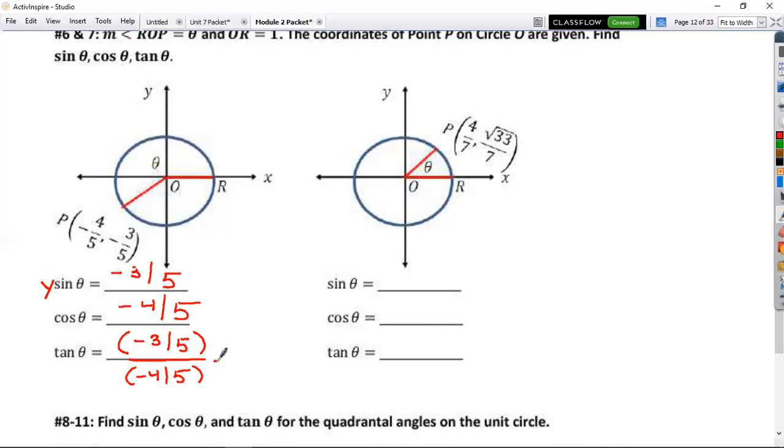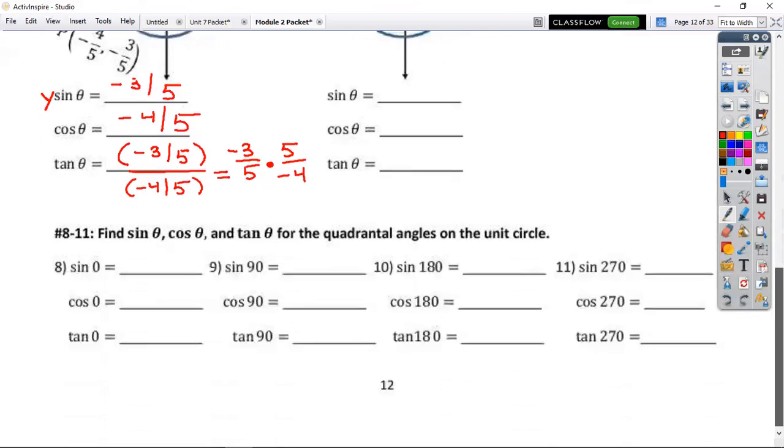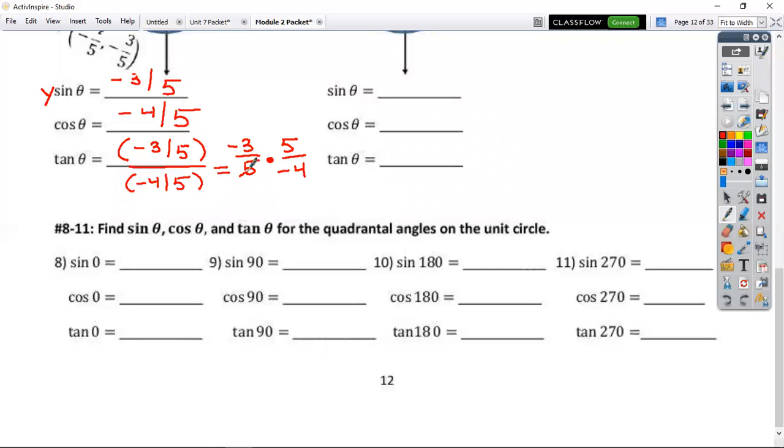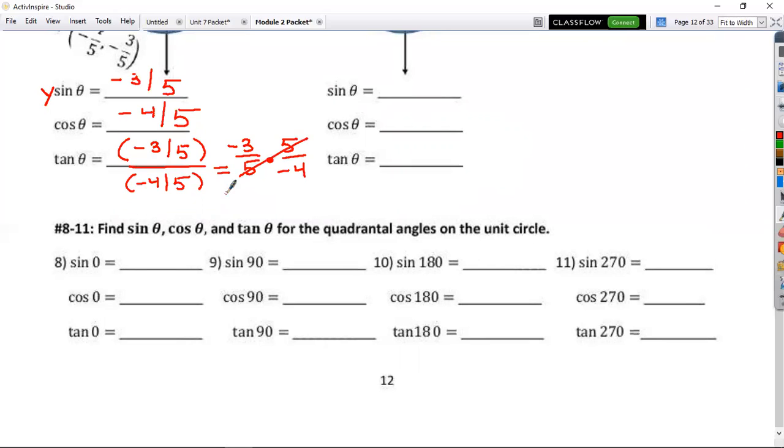And in my head, I'm thinking to myself, keep, change, flip. So this would be -3/5 and then times, flip it, 5/-4. What happens to the 5, guys? Cancels, exactly. So your 5s are going to cancel, and you are left with -3/-4, which is just plain 3/4. Okay, so tangent just has a little bit of extra work that you unfortunately have to do to get that answer. All right, over to my next one.